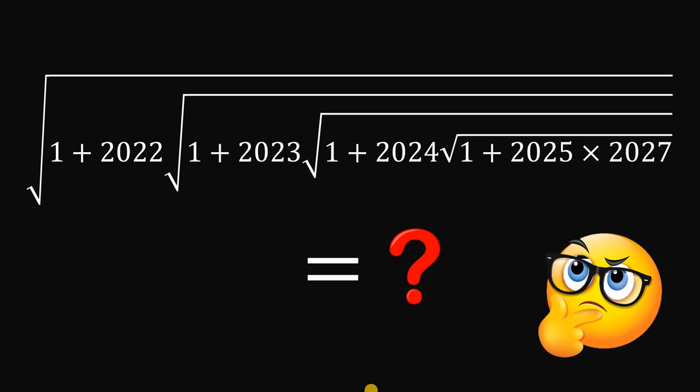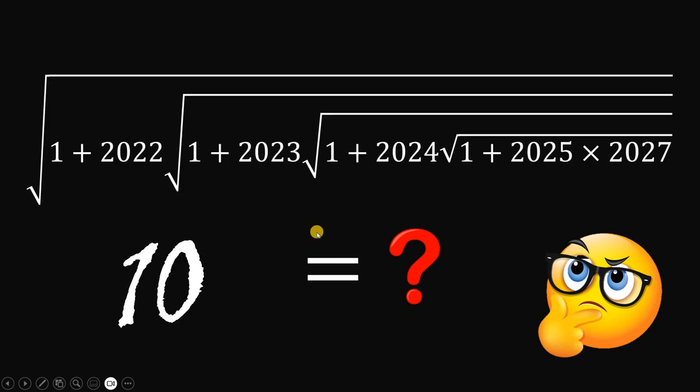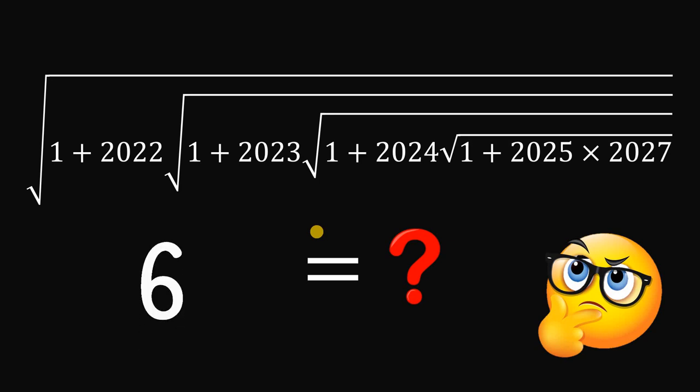Can you solve this math challenge? Here's the question. What is the value of this expression: square root of 1 plus 2022 times square root of 1 plus 2023 times square root of 1 plus 2024 times square root of 1 plus 2025 times 2027? Now you can pause this video if you want to give this problem a try.